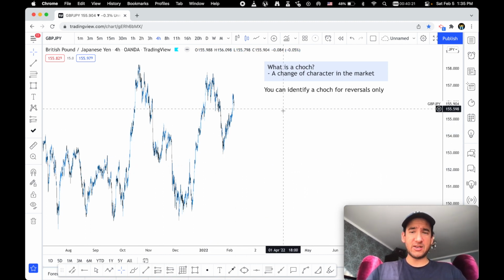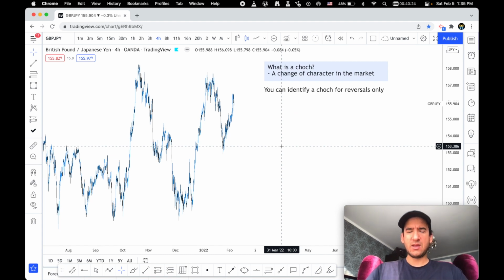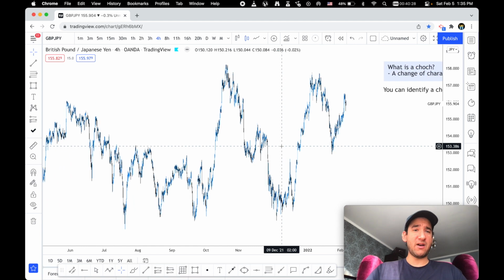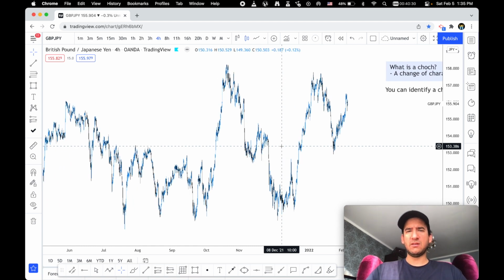Also, you can identify a CHOCH for reversals only. A CHOCH was mainly known for reversals only until I found a really amazing trick to find a continuation of a CHOCH, which will be in another video, a part of the series.